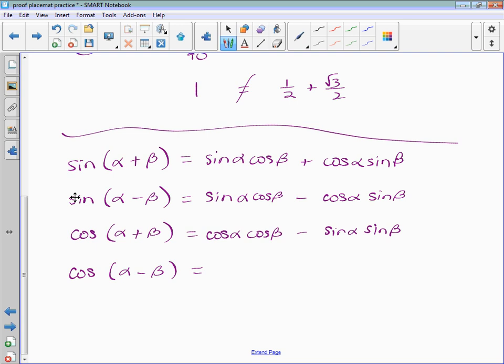So what do you think it's going to be for cosine of alpha minus beta? Yeah, so it's going to be cosine cosine plus sine sine. You can just use A's and B's if you want to. Okay, so what have I forgotten now? Tangent.